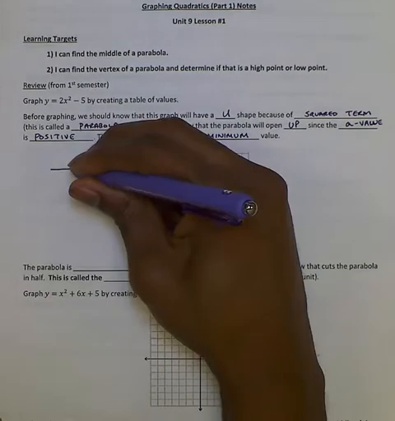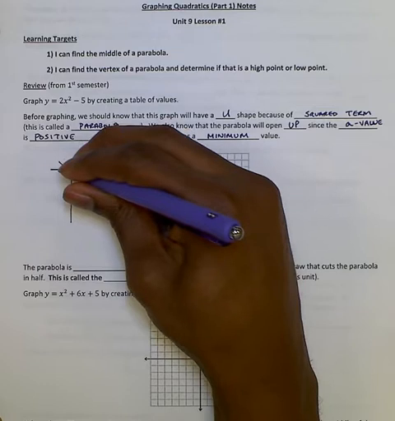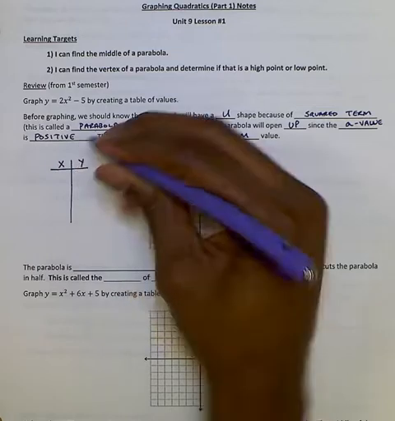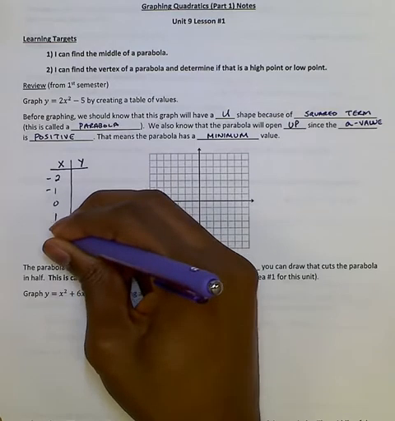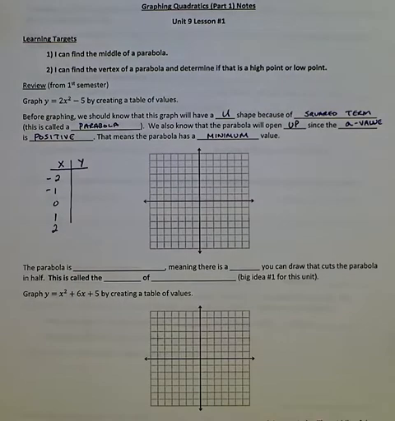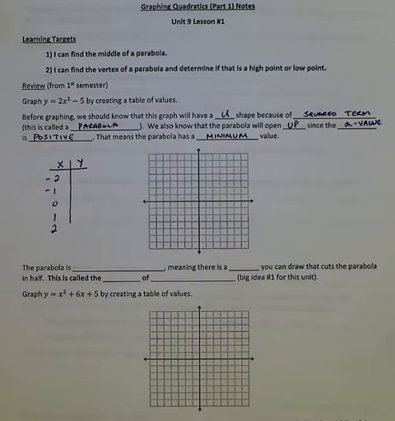Remember from our first semester on our table of values, we usually try to get some negative numbers, a zero, some positive numbers, just to see how our graph reacted in different places. And then we could just plug the values in to our equation to figure out how it was going to look. So we plug these values in now.